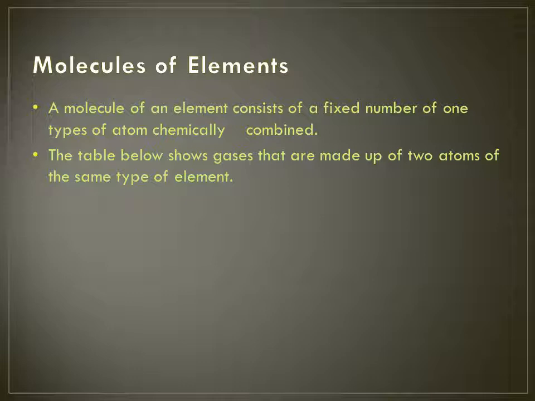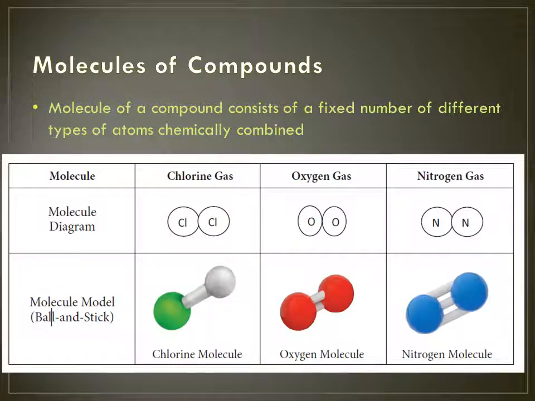Molecules of elements. A molecule of an element consists of a fixed number of one type of atom chemically combined. The table below shows gases that are made up of two atoms of the same type of element. Chlorine gas, oxygen gas and nitrogen gas are given. In the molecule diagram, chlorine is represented as Cl, oxygen as O, nitrogen as N. Molecule model, ball and stick: chlorine molecule, oxygen molecule and nitrogen molecule.